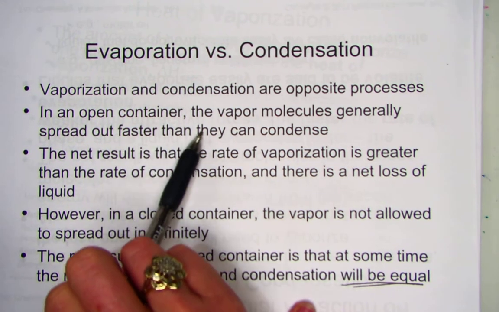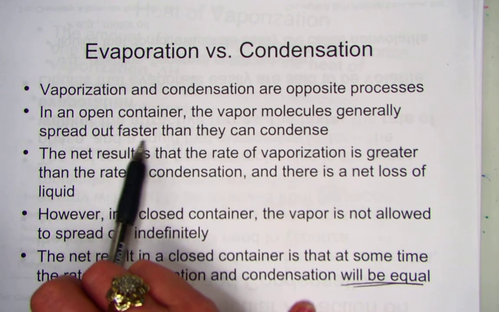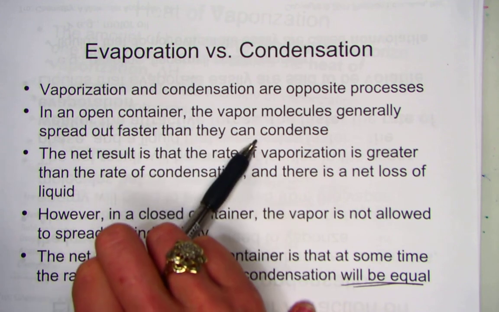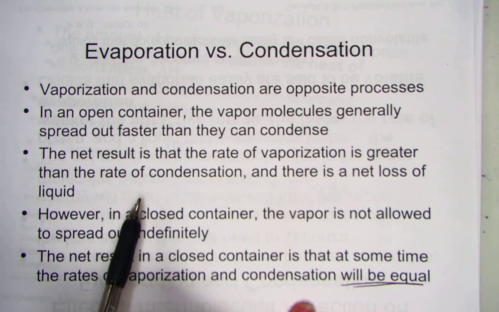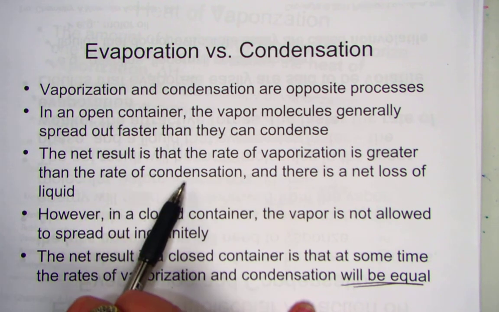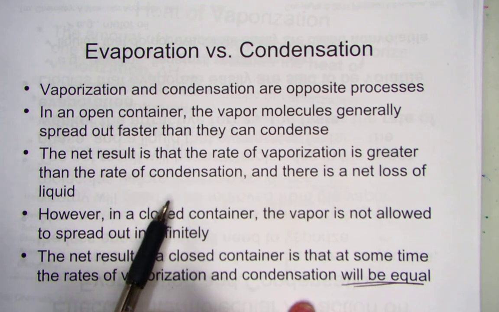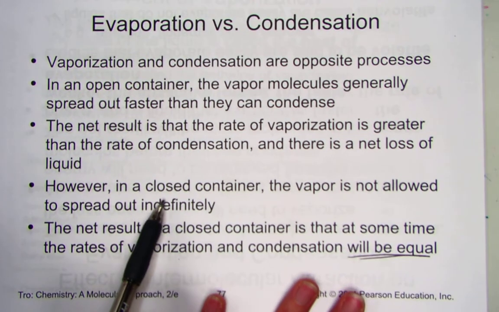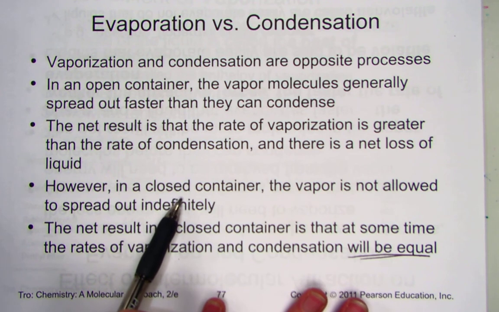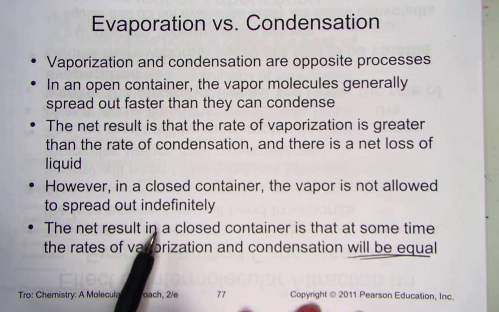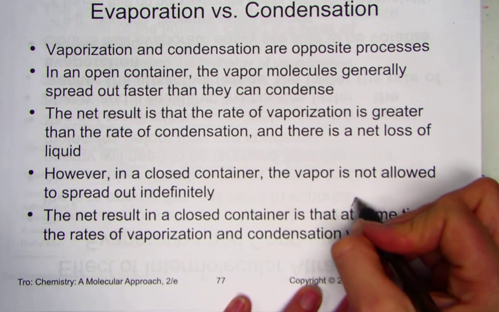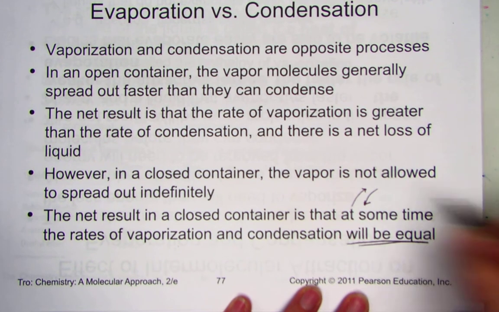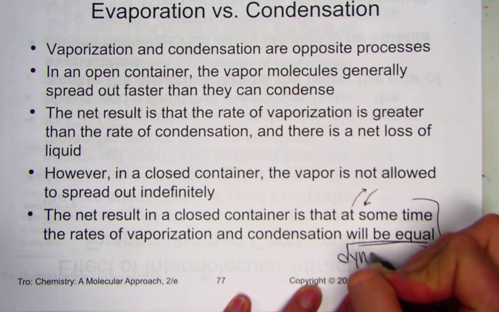In an open container, the vapor molecules generally spread out faster than they can condense. That process causes it to evaporate. The net result is our rate of vaporization is greater than the rate of condensation, and we'll see the net loss of the liquid. But if we put a lid on the container, a closed container, and the vapor is not allowed to spread out, that results in an equilibrium where the rate of condensation and vaporization are equal. This is known as a dynamic equilibrium.